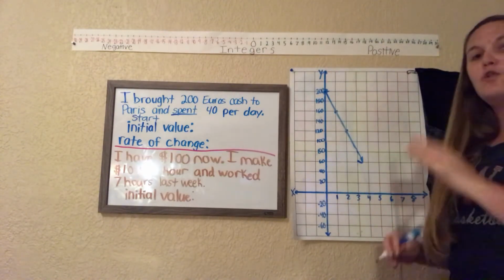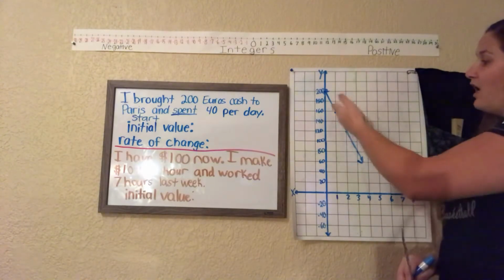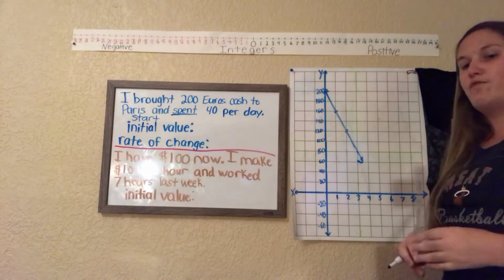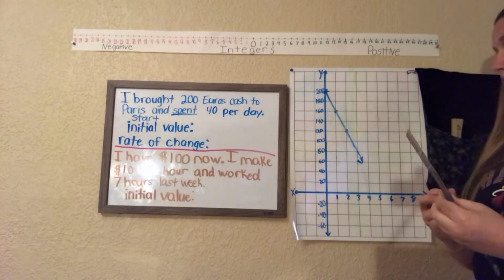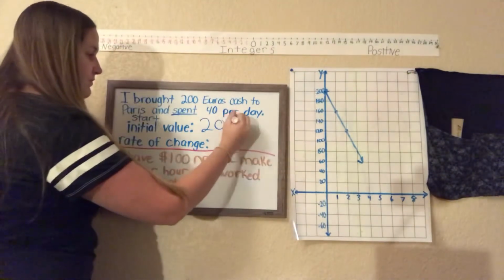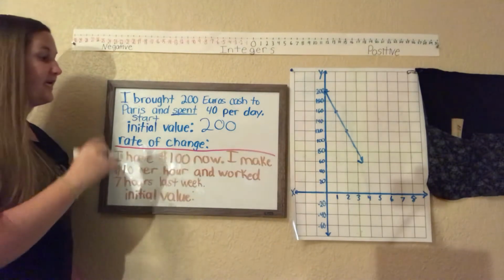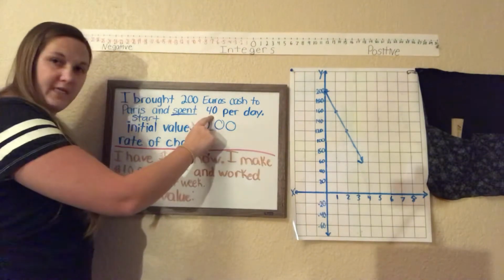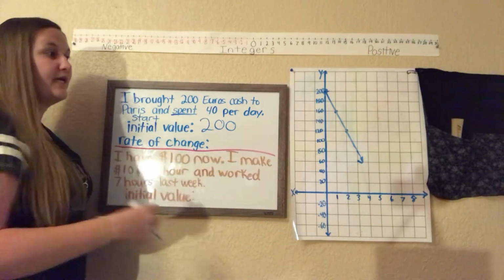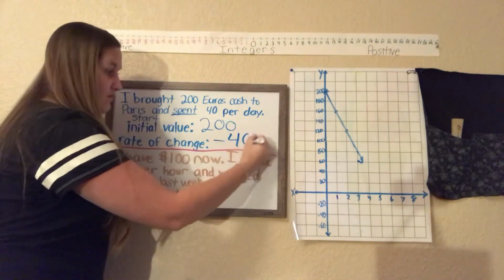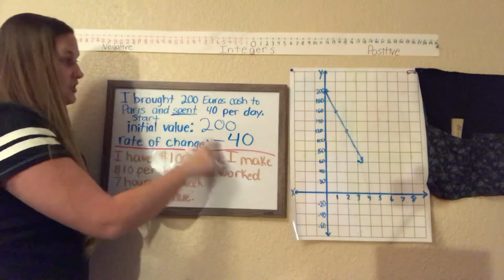All right, so looking at this line, we can see that I have a constant rate of change. Every day I'm spending the same amount. I can do a few other things with this problem. So initial value, 200 euros. Rate of change, so how much am I changing by each day? It's not just going to be 40, but because that 40 is dropping down in value, it's going to be a negative 40. This part is essential.